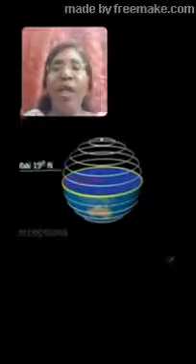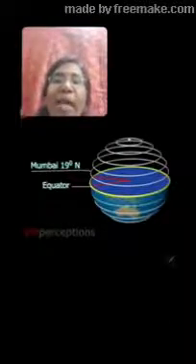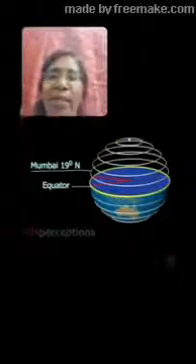So, what is latitude? Latitude is the angular distance north or south of the equator. That means Mumbai is at 19 degree north latitude, which means it makes an angle of 19 degree from the equator.